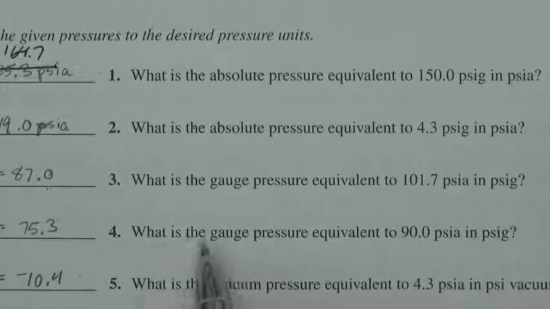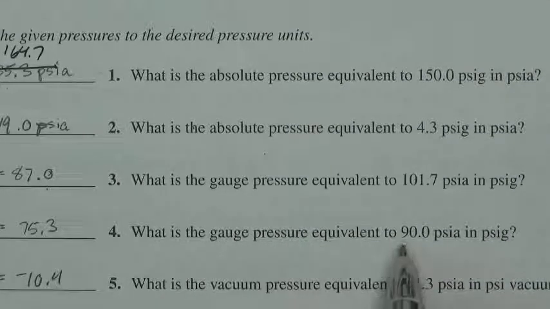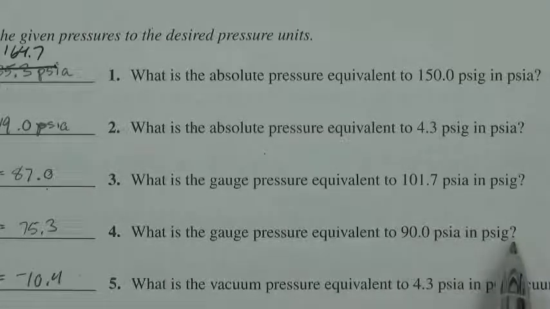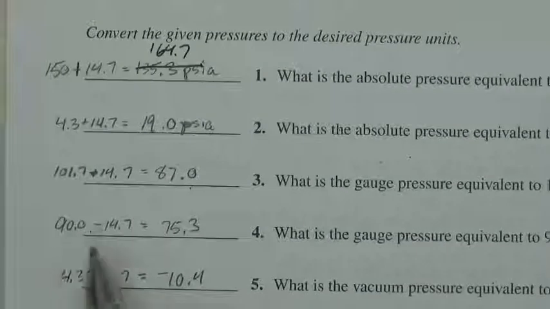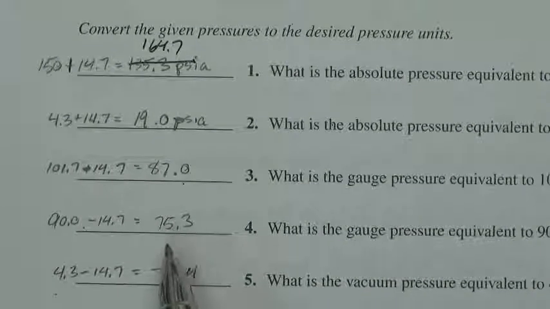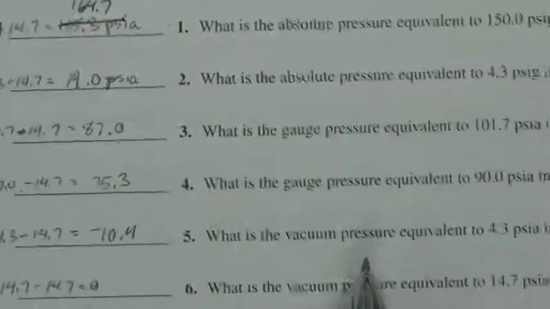Number 4, what is the gauge pressure equivalent to 90 psi absolute in psi-G? So the gauge pressure is going to read 14.7 pounds less than the absolute pressure. So I just take 90 minus 14.7, I get 75.3.